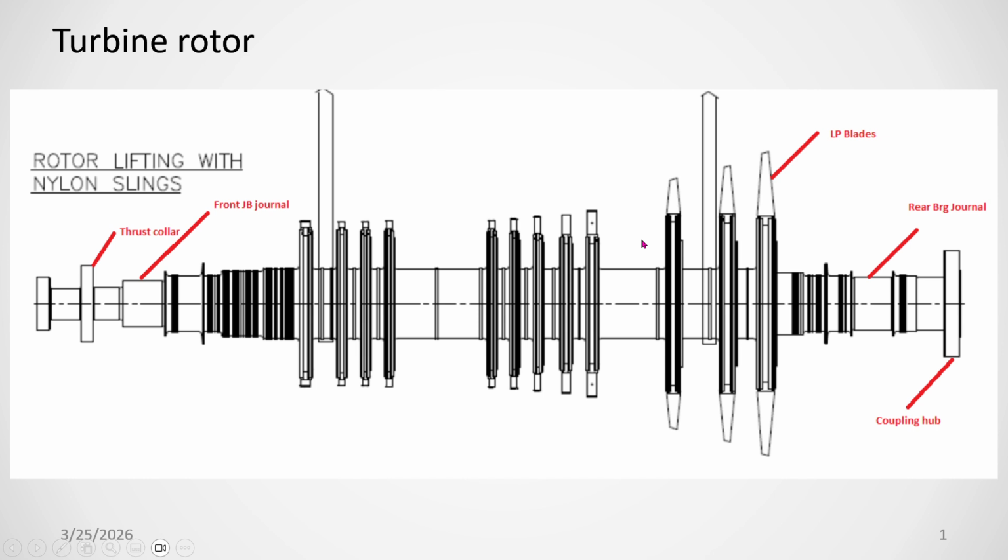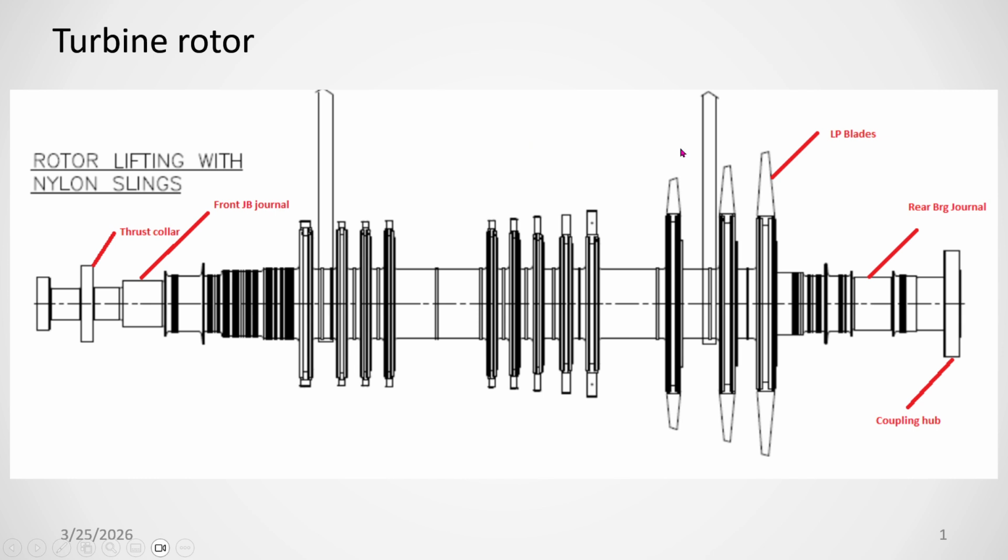This is called the disc, and this is the blade. The blade is mounted on the disc. This is the coupling hub on the rear side of the turbine, this is the thrust collar, and this is the coupling hub on the high pressure side of the turbine rotor assembly. And these are the two sealings.